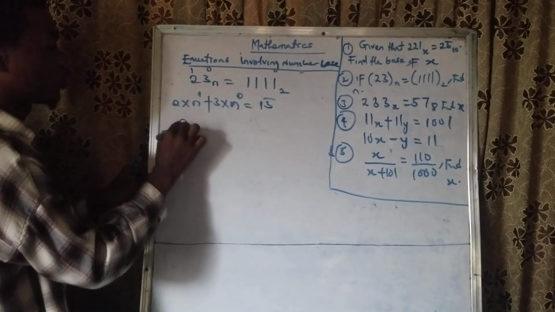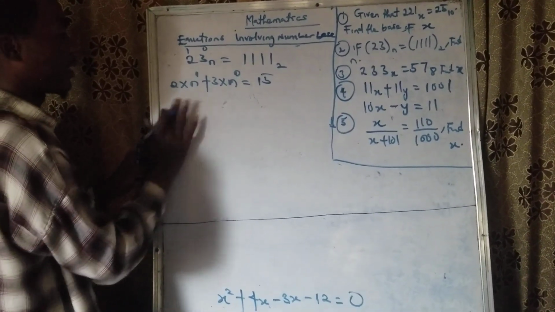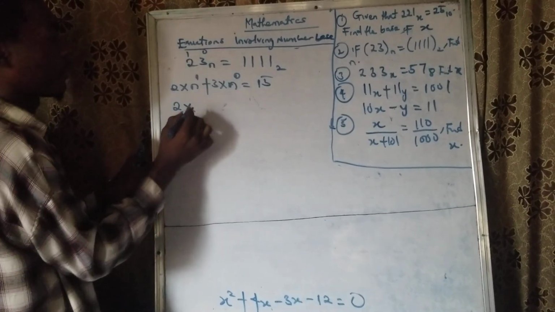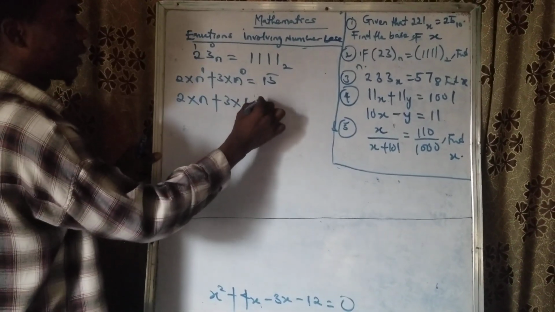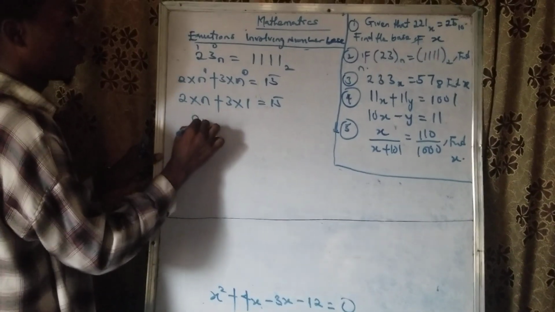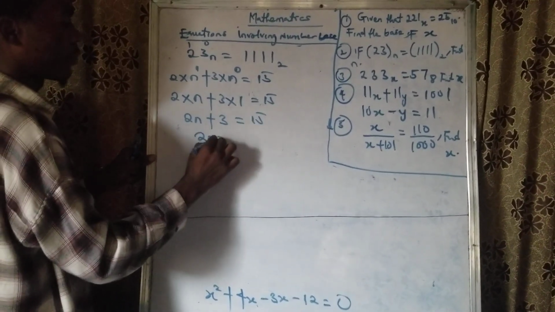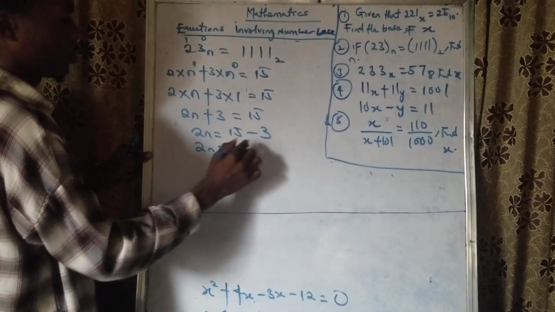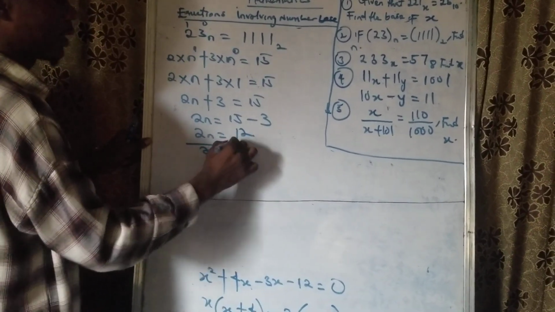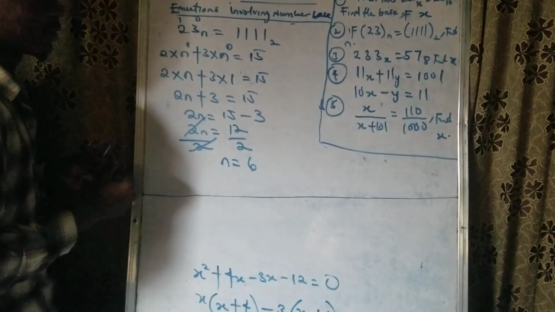So here we'll be having 2n plus 3 times 1. Okay, let me write this. That's 2 times n raised to the power of 1, which is n, plus 3 times n raised to the power of 0, which is 1, equals 15. So 2n plus 3 equals 15. 2n equals 15 minus 3. 2n equals 12. You divide both sides by 2. Then the value of n here equals 6. So we get that.